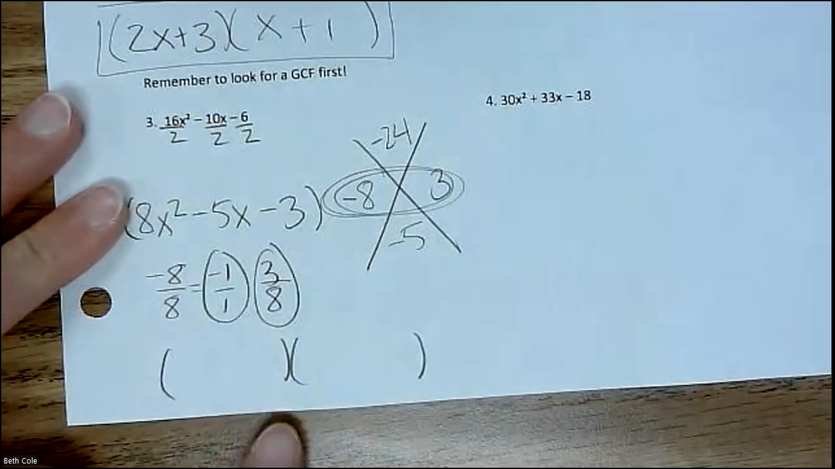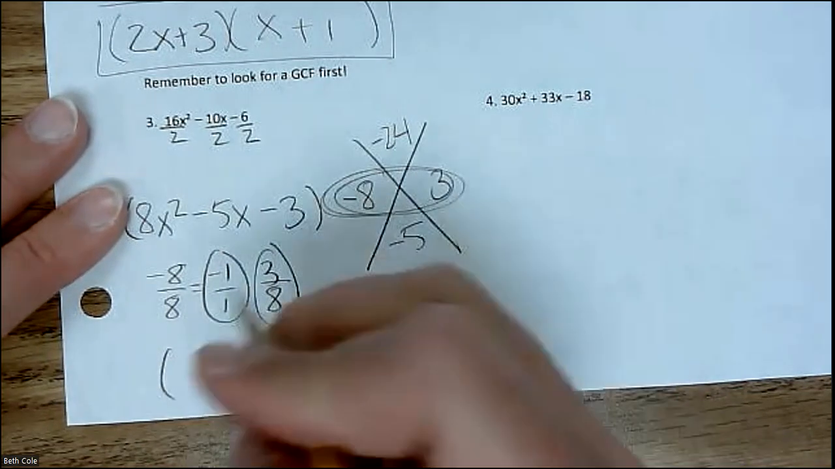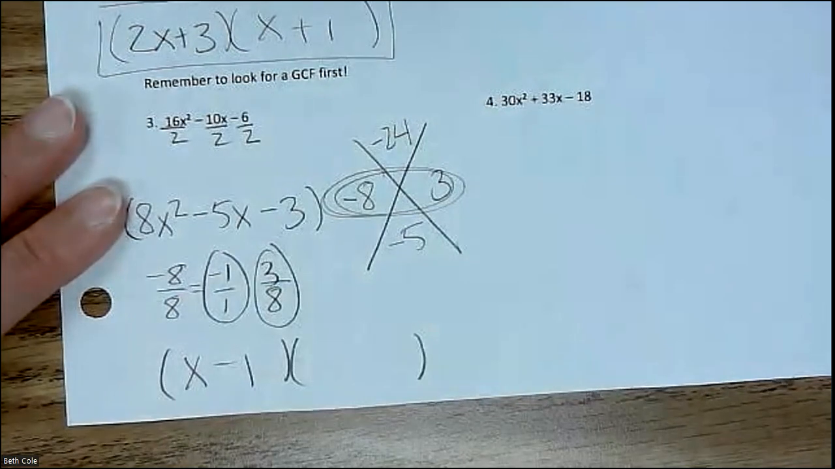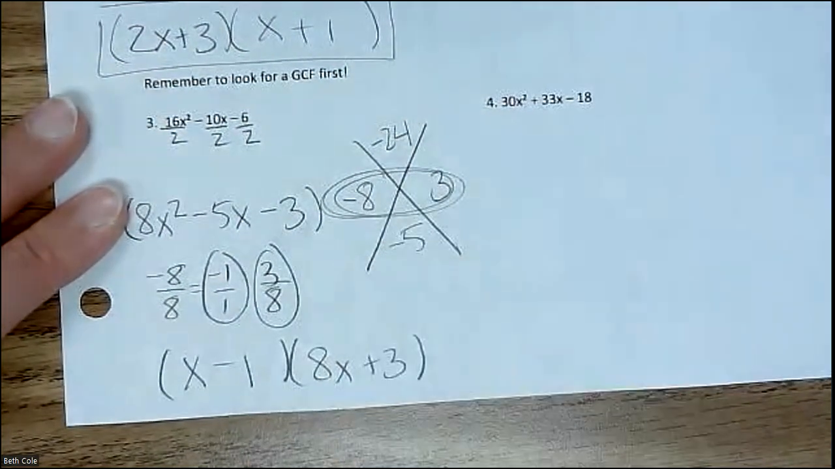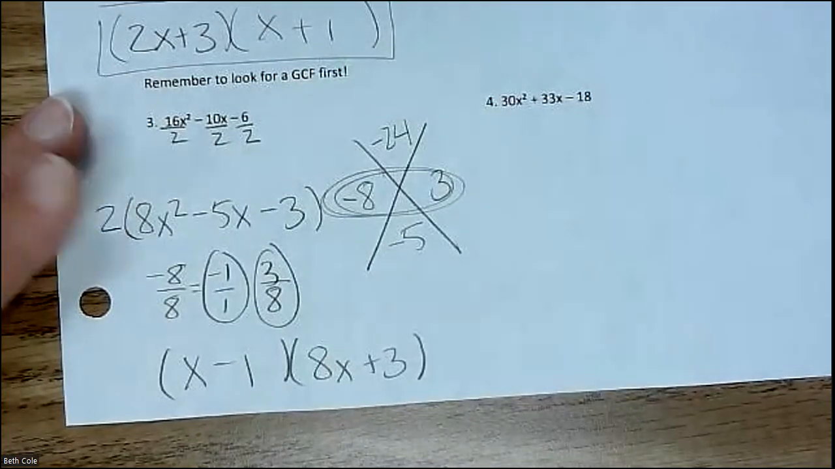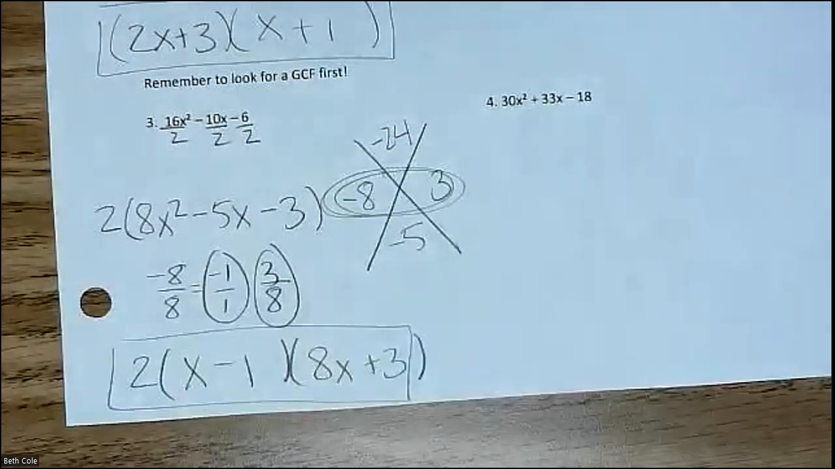Draw your 2 sets of parentheses, and what goes, I heard somebody say it already, actually. 1x minus 1, 8x plus 3, and put the 2 back out. Oops.